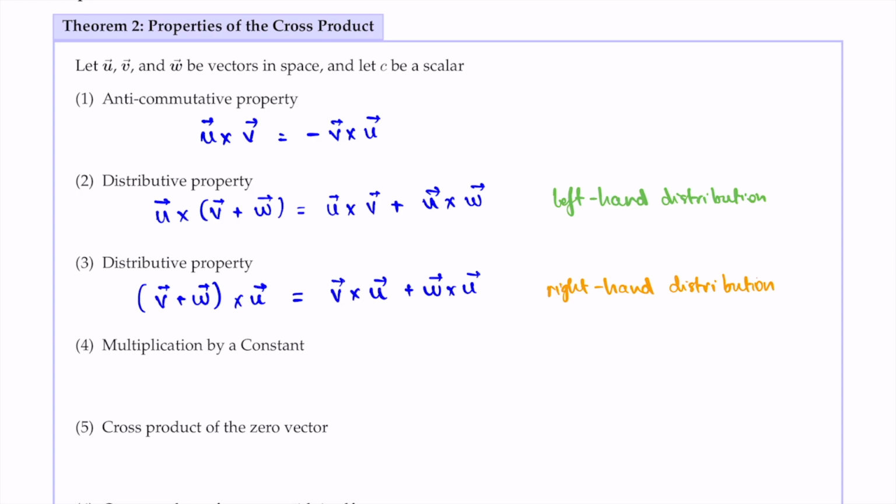Next property, we have multiplication by a constant. So if you have a cross product and you want to scale it, you do c times u crossed with v. This calculation is equivalent to scaling the vector u first and then crossing the resulting vector with v. Or if you want to scale the vector v first and then apply u crossed with the resulting vector later, then you have the same result.